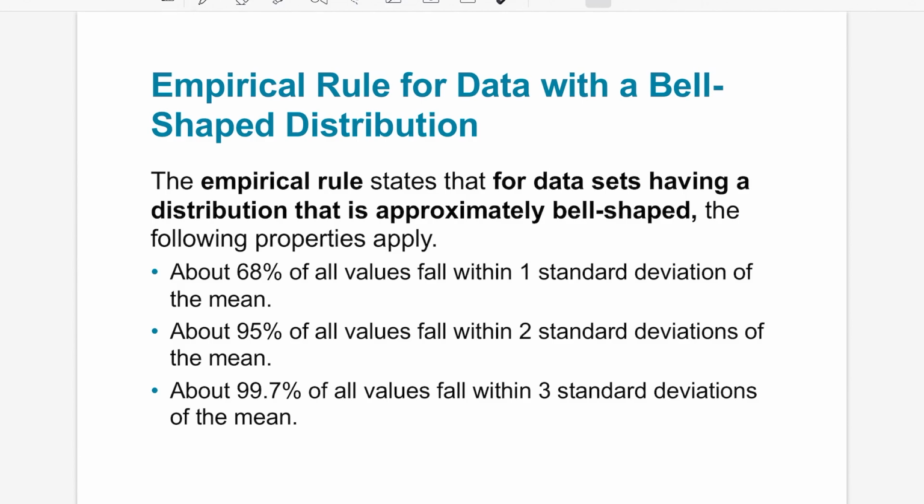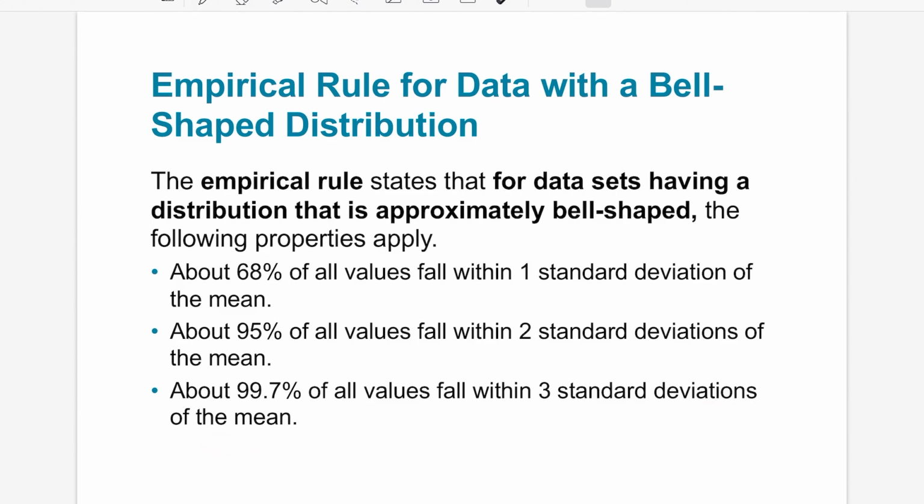Empirical rule. The empirical rule states that for data sets having a distribution that is approximately bell-shaped, the following properties apply. About 68% of all values fall within 1 standard deviation of the mean. About 95% of all values fall within 2 standard deviations of the mean. About 99.7% of all values fall within 3 standard deviations of the mean.